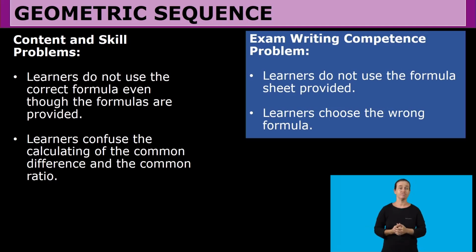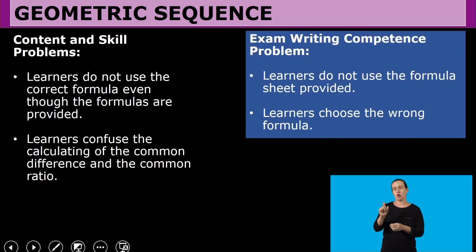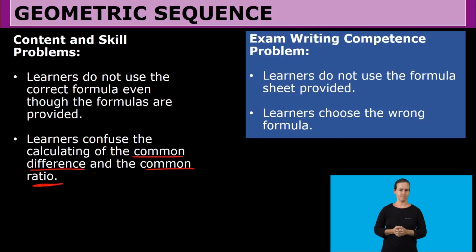Again, learners confuse calculating the common difference and the common ratio. So usually there is a confusion between those two. And then when it comes to the exams, learners do not use the formula sheet provided. So please, please, please use that formula. But again, when you do use that formula, remember to choose the correct formula, because another problem in the exam is that learners choose the wrong formula.